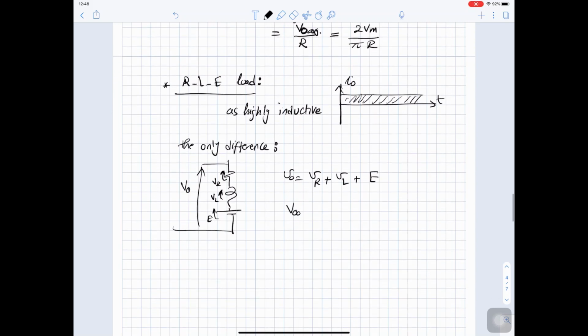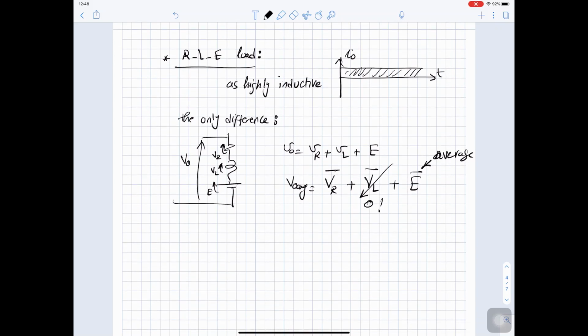So V out average equal to VR average plus VL average plus E average. So this bar here means average. VL average is 0. This is a rule. The average voltage across an inductor is 0. And I capacitor average is 0. So this is the rule for inductance and capacitance. This is a stability rule.